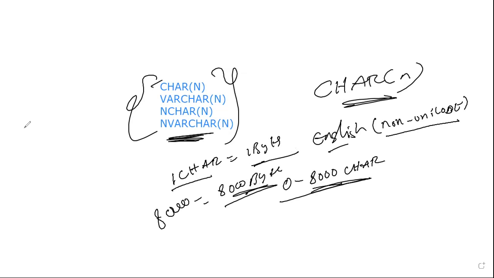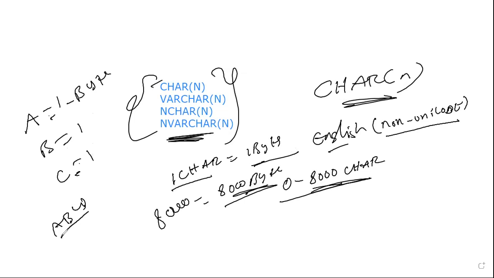Like 'a' is one character, correct? So that's why it is called 1 byte. 'b' is 1 character, it is also 1 byte. 'c' is 1 character, equal to 1 byte. So a, b, c, d, like that we can fill up to 8,000 characters. Like that we can store a paragraph using characters.